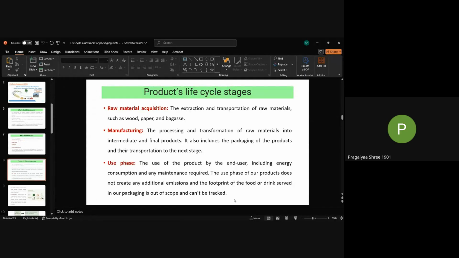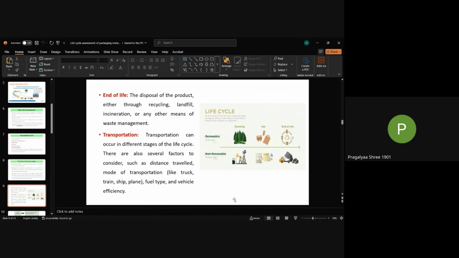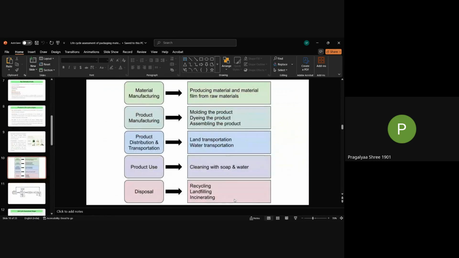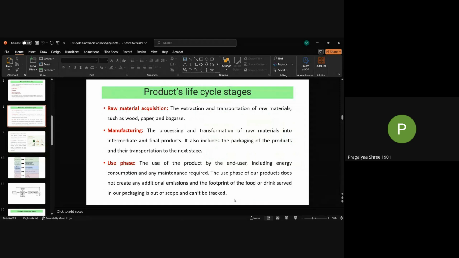So in this, first we're going to see the product's life cycle stages. Now, for assessing the life cycle of a packaging material, we should know about the following things. One is the product's life cycle stages. The first one is, as I told you already, we have to get the raw material, then manufacture, then we use it, and finally end of life, and transportation. All these are the life cycle stages of any packaging material.